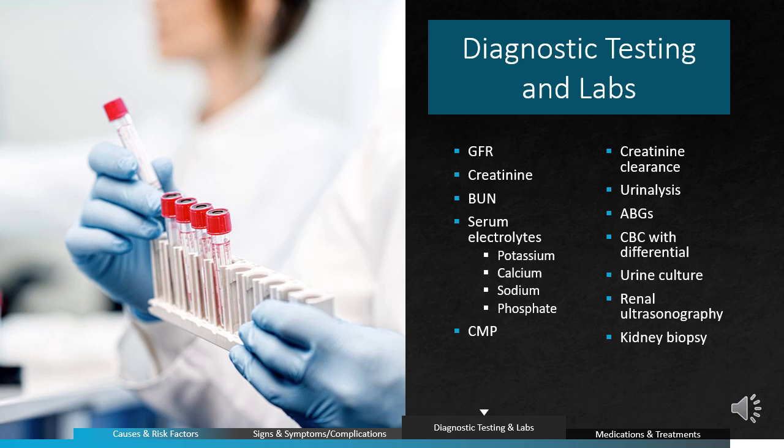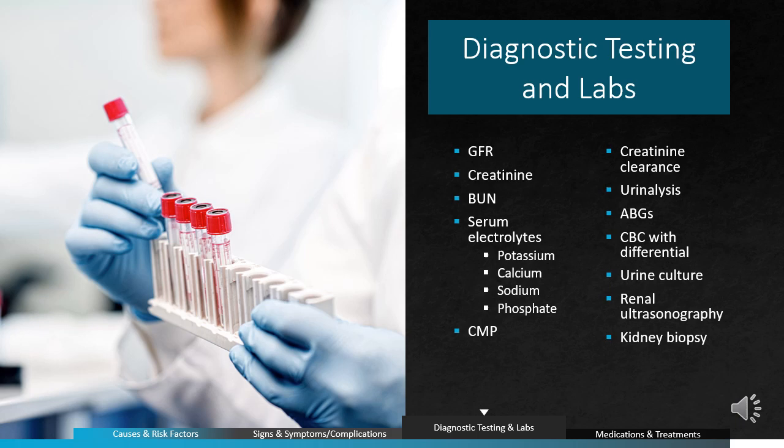Diagnostic testing and labs can include a GFR, creatinine, BUN, serum electrolytes such as potassium, calcium, sodium, and phosphate, a CMP, a creatinine clearance, which evaluates the GFR and renal function. BUN and serum creatinine values are obtained to evaluate kidney function. In eliminating nitrogenous waste products, levels of both are monitored to assess the progress of renal failure.